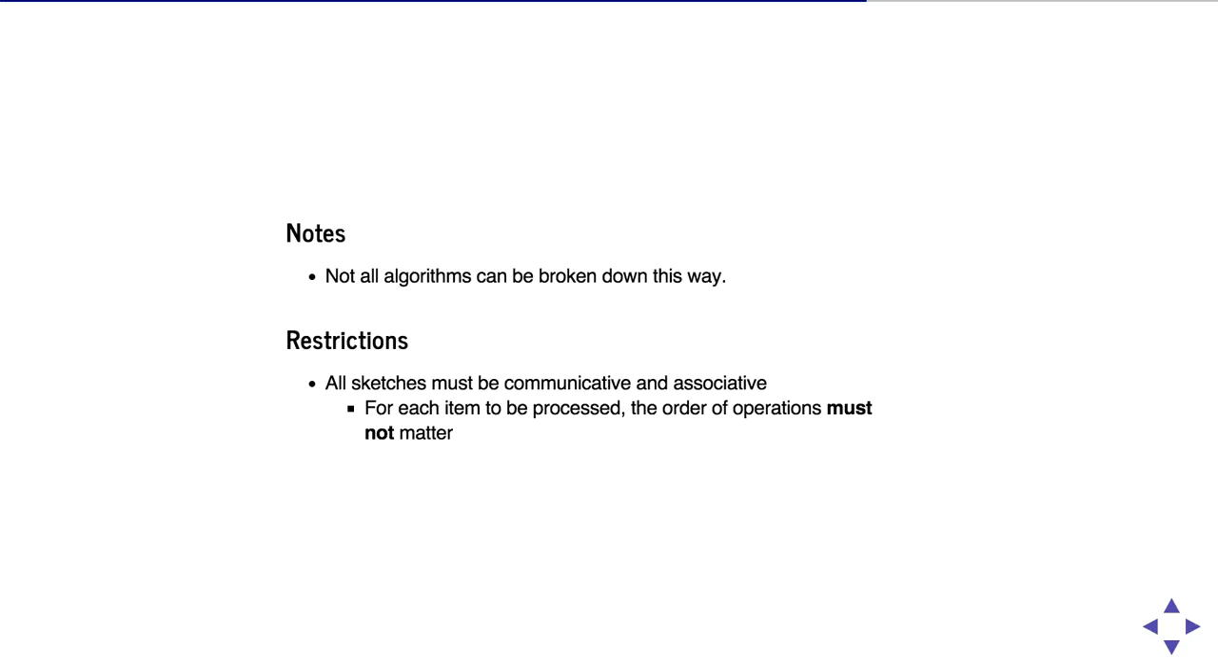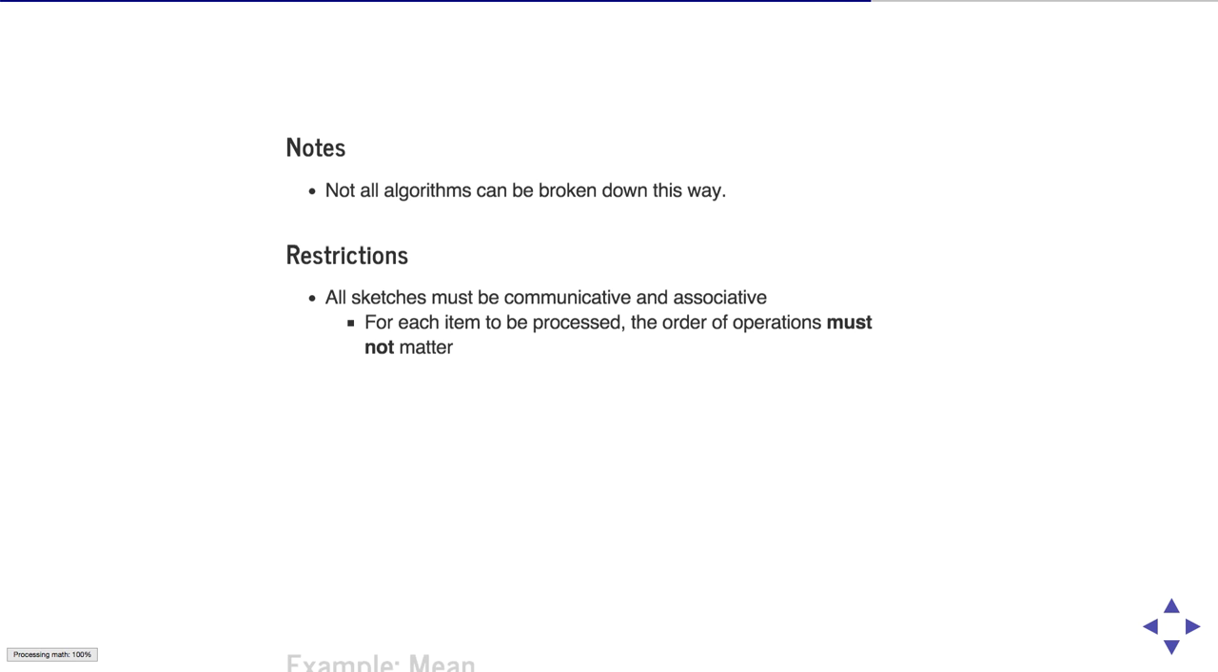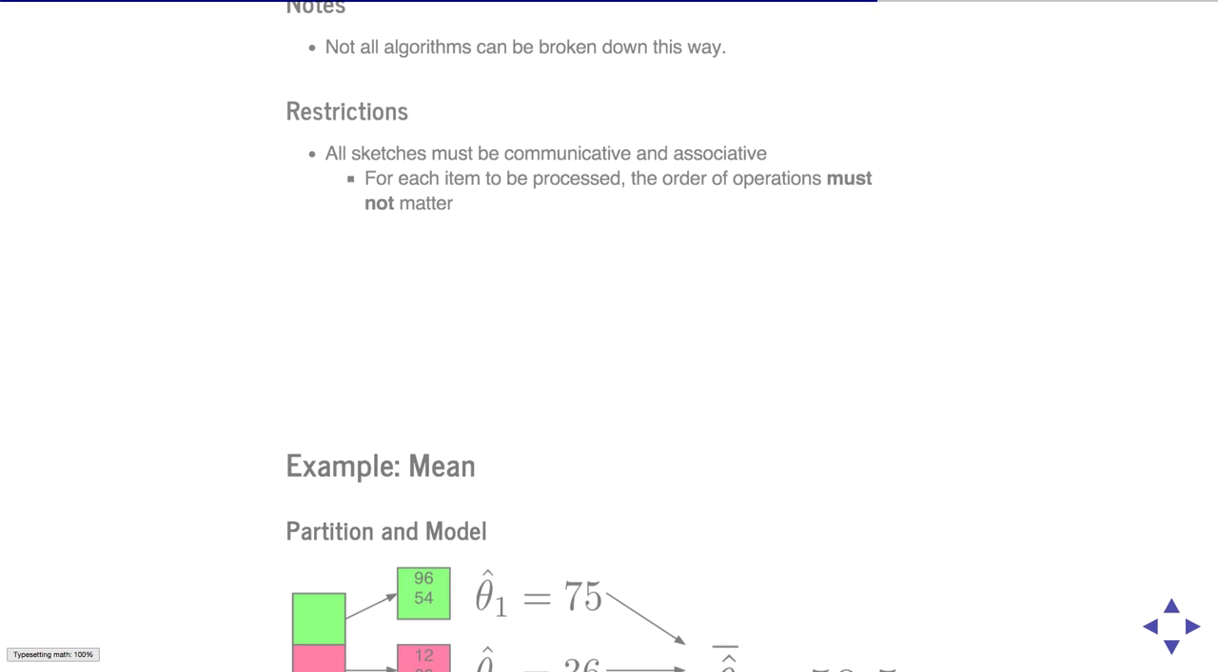Unfortunately, not all algorithms can be broken down this way, and all the sketches or sufficient statistics have to be commutative and associative. You must be able to come up with the exact same result if you start off with the first entry and the 100th entry as the first and the second. Order should not matter. Otherwise, you will no longer be able to do it in parallel, and so on. The order of operations must not matter.